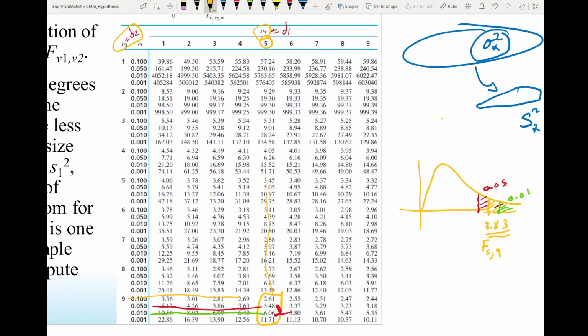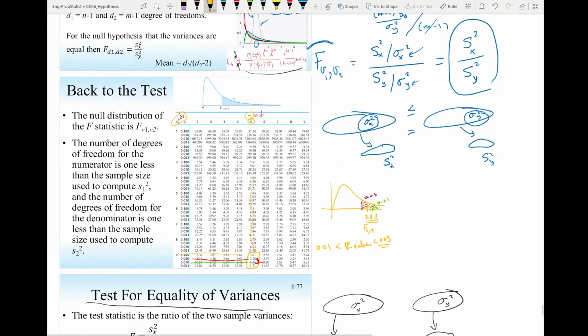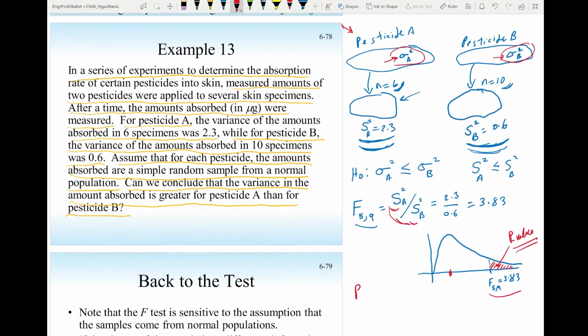So our p-value then will be larger than 0.01, larger than the green area, and smaller than the red area, 0.05. So probably it's around 0.04. A calculator or a computer program can give you the exact value. But for our purpose, the p-value is less than 0.05. So let's go back to the problem. The p-value is less than 0.05.